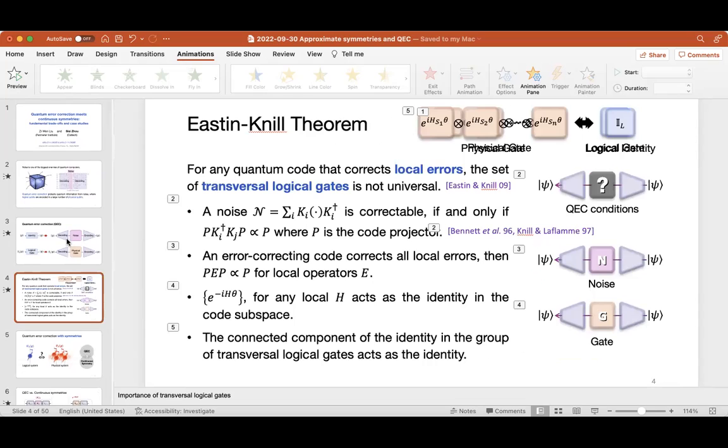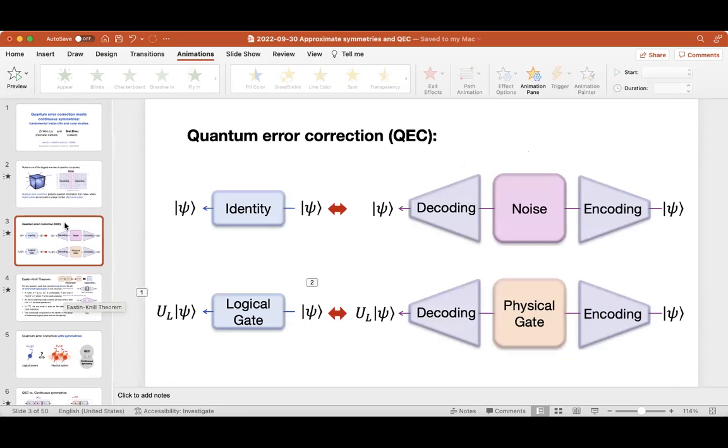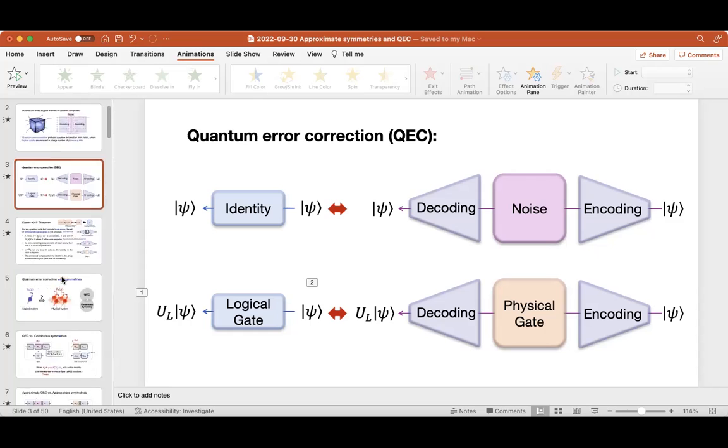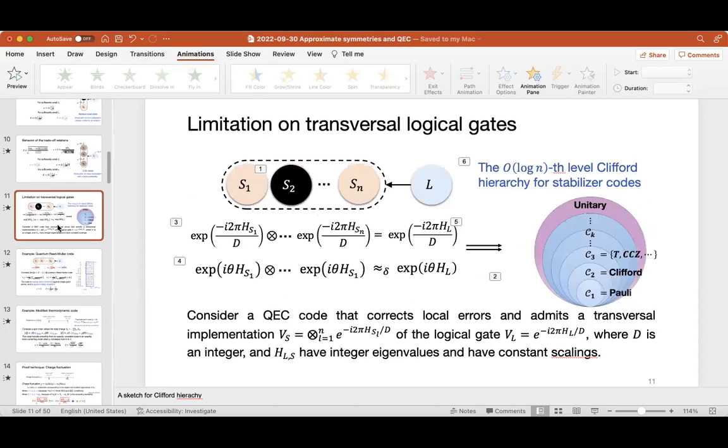I didn't exactly get the question. Can you repeat it again? You show somehow a hierarchy of quantum operations. I cannot remember where it is. Clifford hierarchy, page 11. Hierarchy, yes, hierarchy. Well, I could not understand why you consider that hierarchy, and I could not understand the role of that hierarchy in that context.